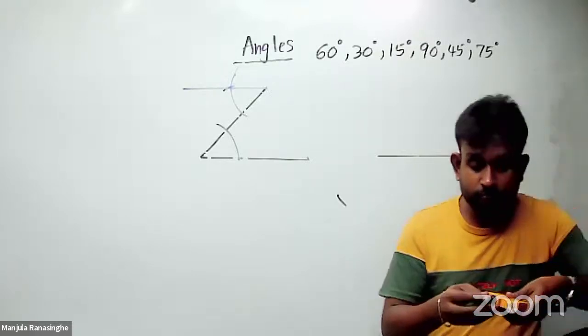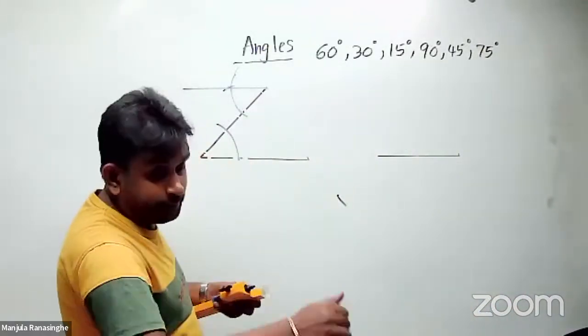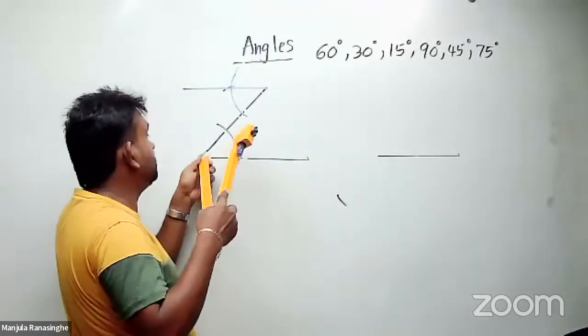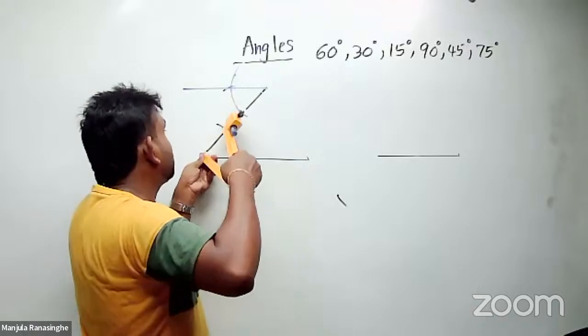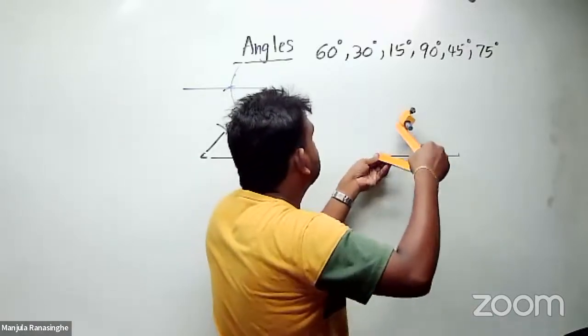Okay, that is fine. So how to copy an angle separately, here to here, how to copy? So same way you make an arc. Imagine this is the arc you drew. You need to go there and make the same arc.